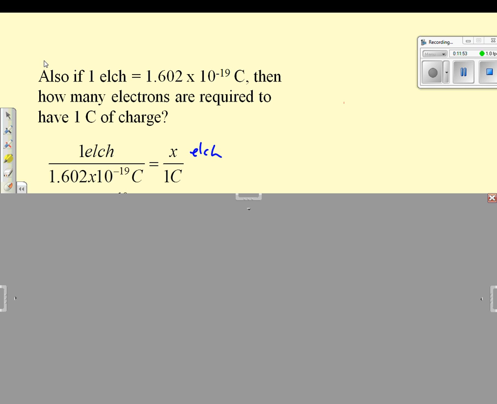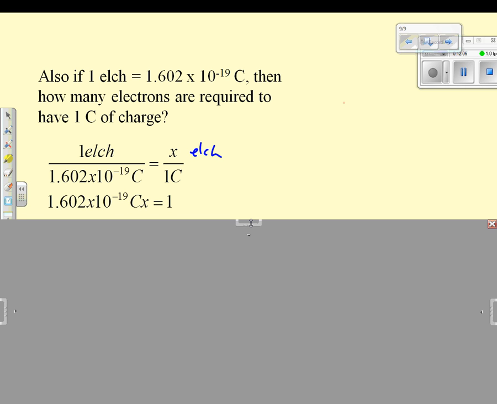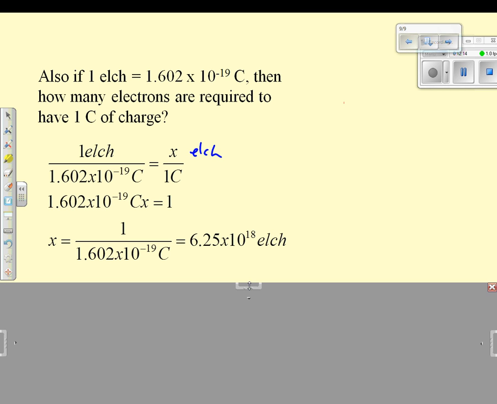Cross multiply. So you're going to have 1 times 1, which is 1. 1.602 times 10 to the minus 19 times x is just going to give you 1.602 times 10 to the minus 19. X is equal to 1, and now you divide by that, and you get the number, 6.25 times 10 to the 18 elementary charges. It's just the inverse, that's all it is.